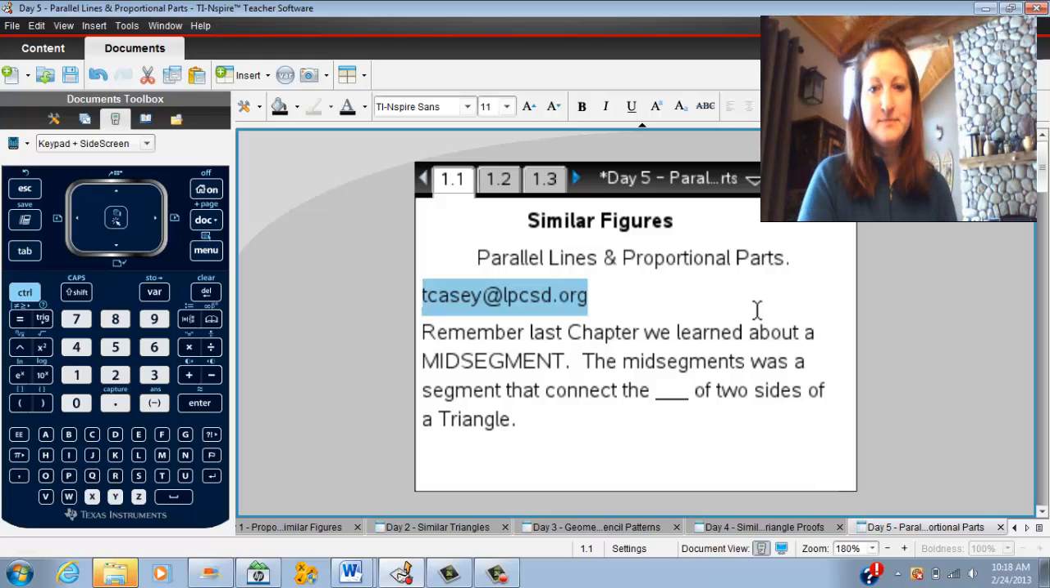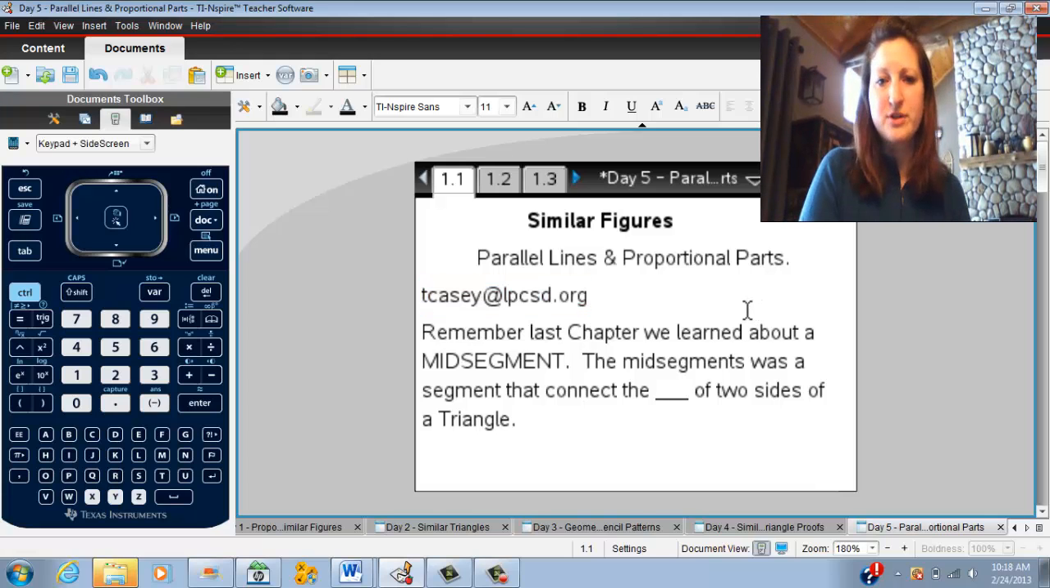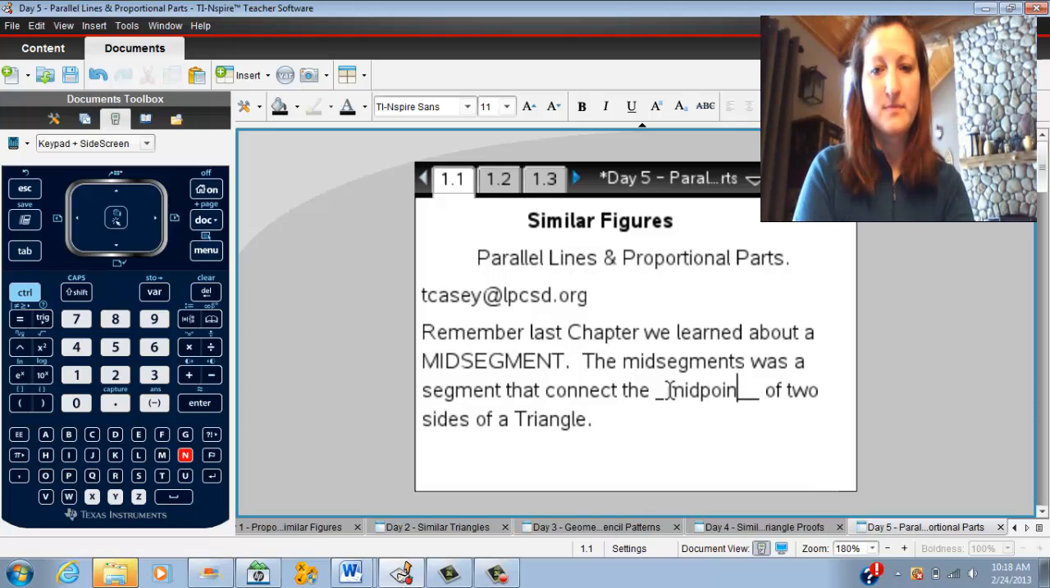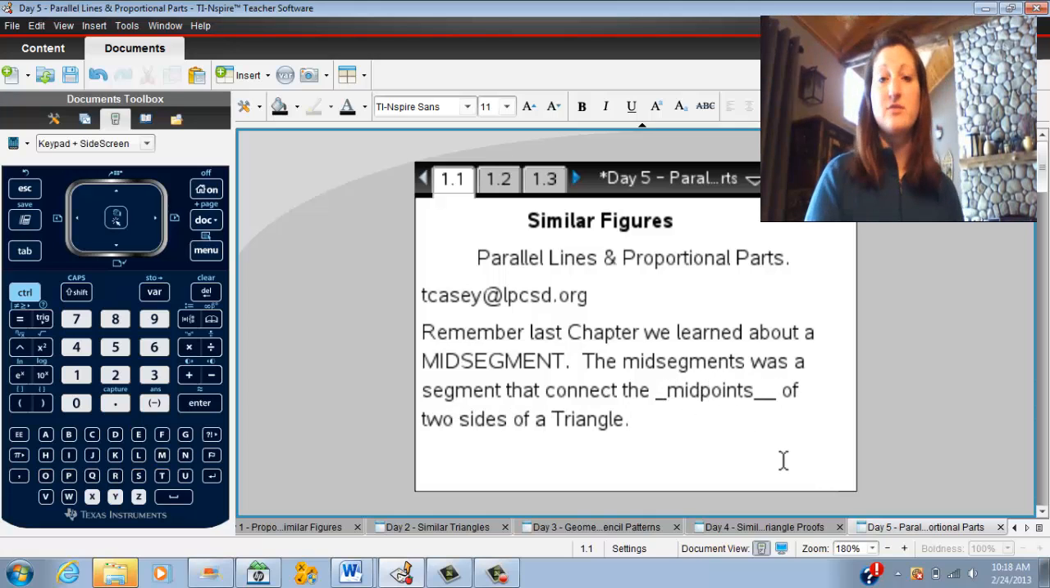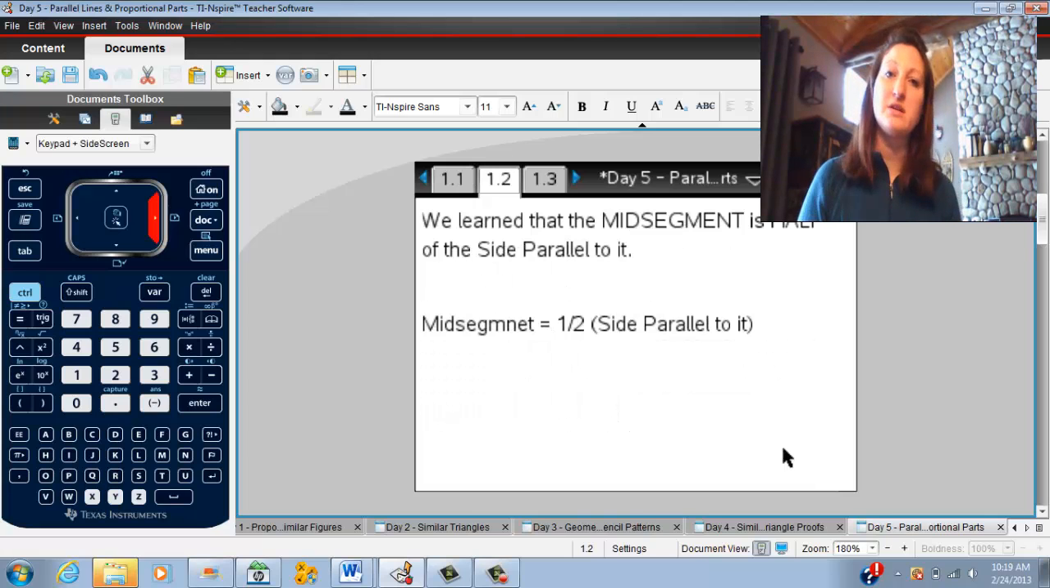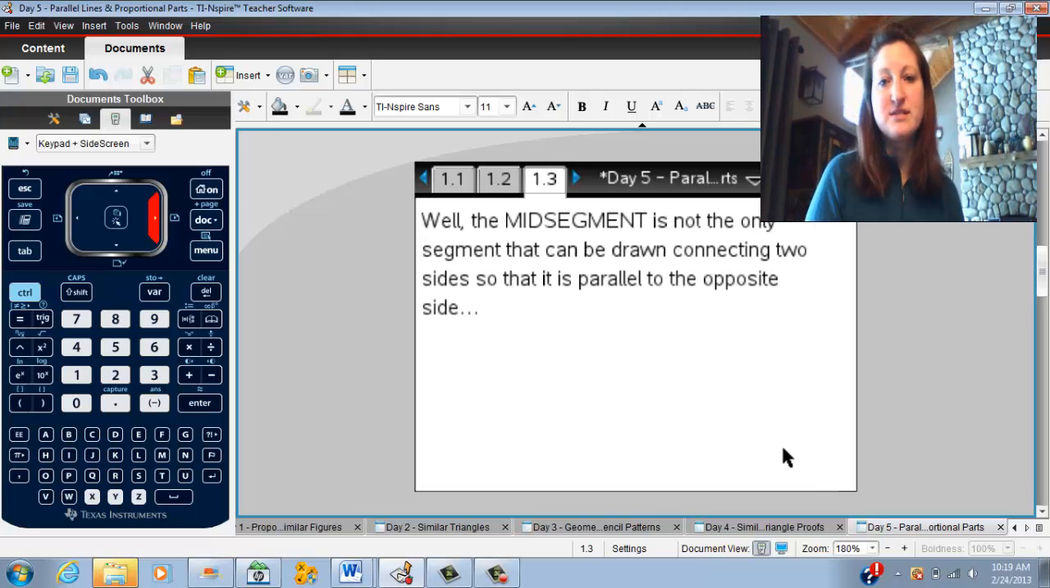Okay, so with the last chapter, we learned about a mid-segment. And we said that a mid-segment was when we connect the midpoints of two sides of a triangle. So you have a triangle, you find the midpoint of one side, find the midpoint of the other, connect those midpoints, and you get the mid-segment. And what we learned is that the mid-segment is half of the side that it's parallel to. And that was great. But the mid-segment is not the only segment that can be drawn connecting two sides so that it's parallel to the opposite side, and that's what we're going to look at today.